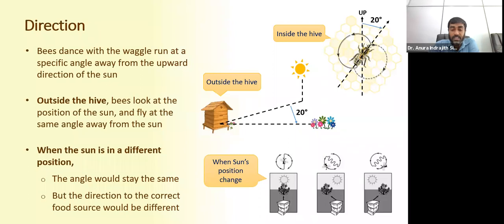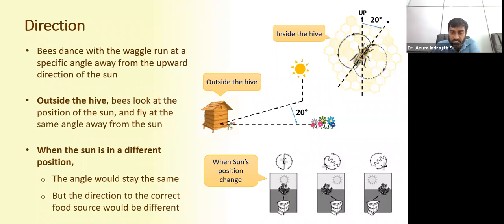And if it is not clear, just have a look at the pictures at the bottom. In the first one, the flower source is located in the direction of the sun. In such a case, you can see the dancing honeybee maintains its direction towards the anti-gravitational direction, right? There are no changes in the angle.